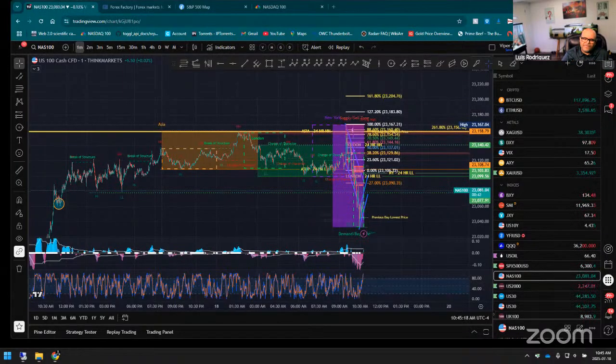I think that's good enough. I'm up $1,200 on the third account. I think that's more than good enough. What do you guys think? What do you guys think in the chat?